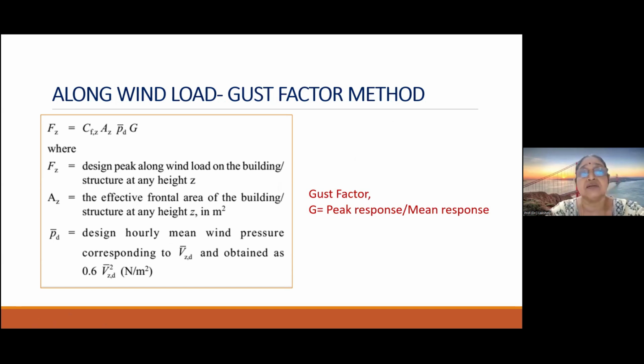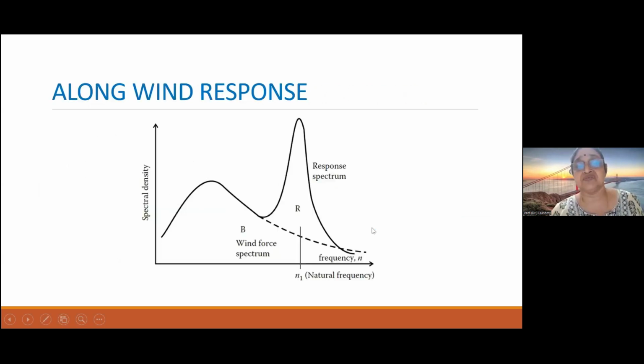So for along wind load, with the gust factor method, we said that we will be using hourly mean wind speed and hourly mean wind pressure. So that we have discussed, and A basically is the effective frontal area of the structure, and CFZ is the force coefficient, or you can say if it is the along wind direction, it will be the drag force. Okay. So basically the gust factor is the peak response to the mean response.